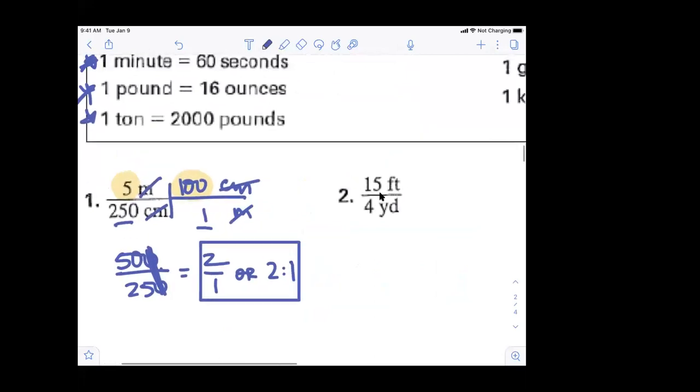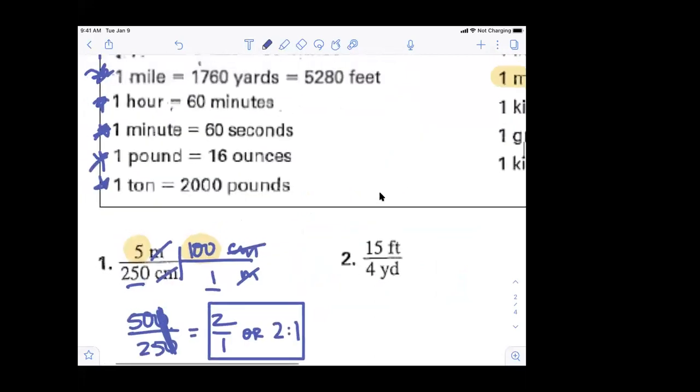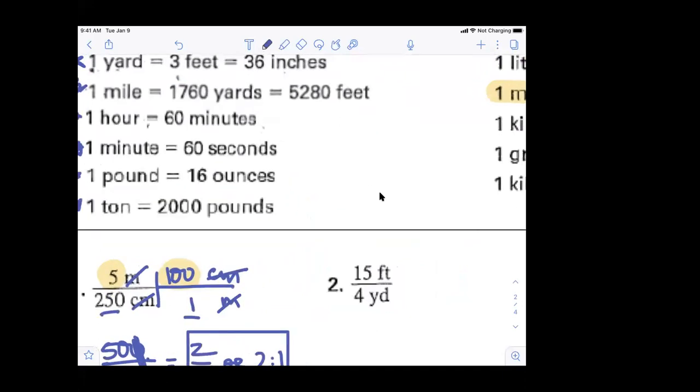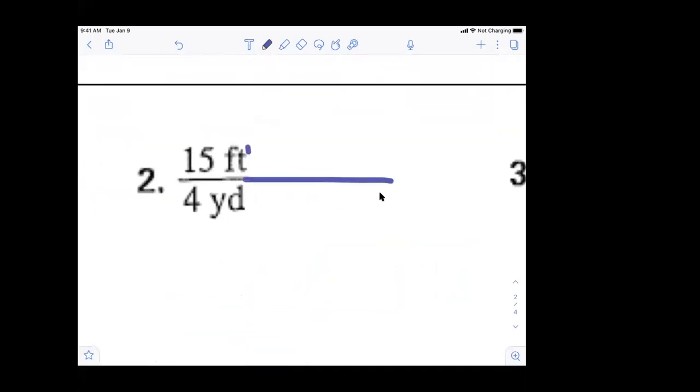So this one's feet into yards. If you scroll up, we see that in 1 yard, there are 3 feet. Okay, again, I'm going to make sure my units are on opposite sides, yards and feet. In 1 yard, there are 3 feet.